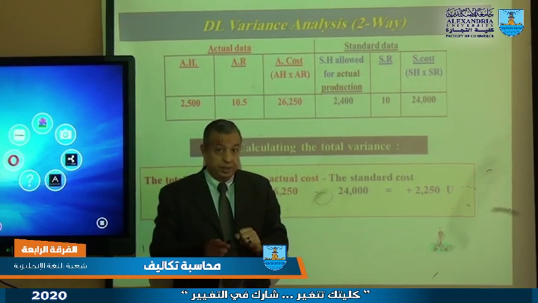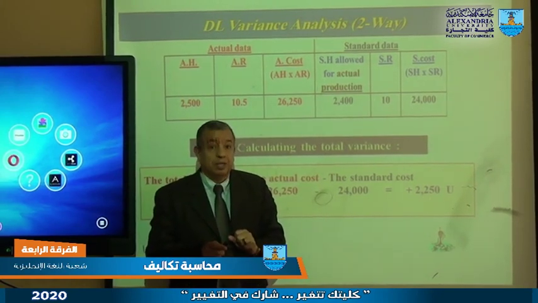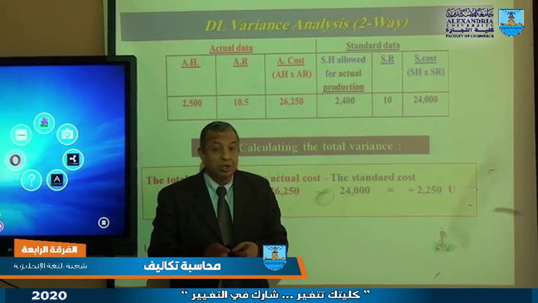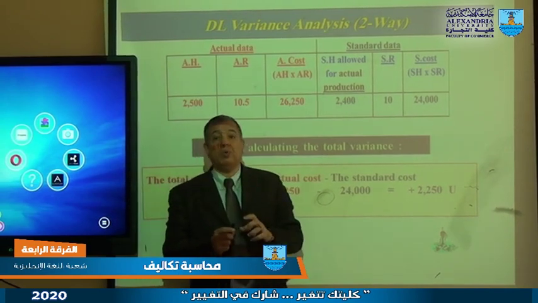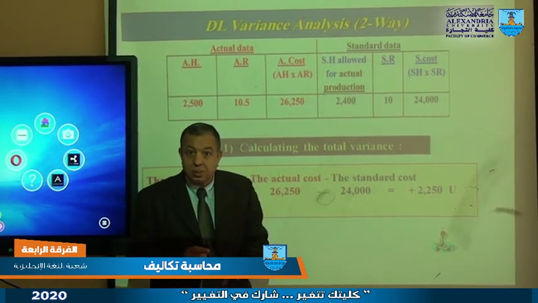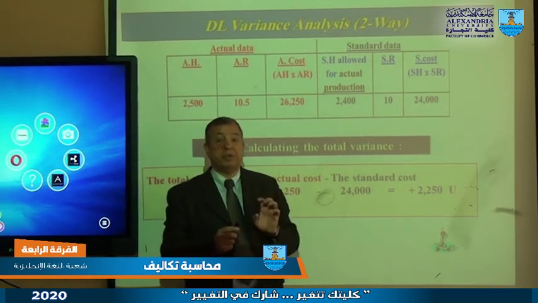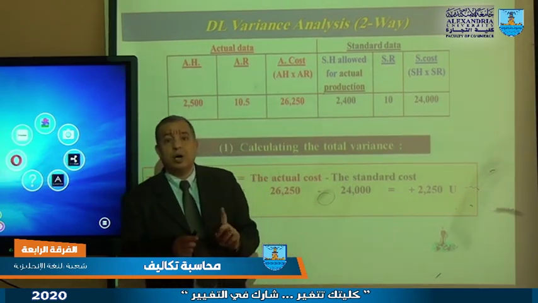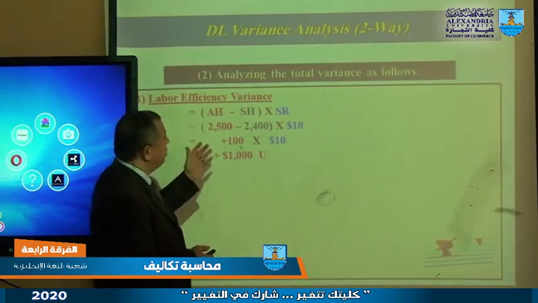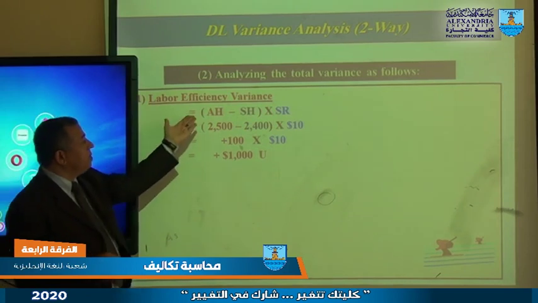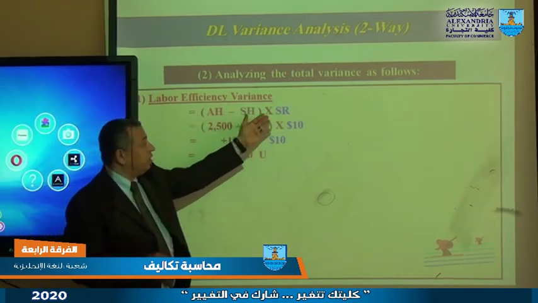Again, in two-way equations, I will multiply the difference between hours by rate, or the difference between rates by hours. But in two-way, one of them I will use standard, and the second I will use actual. I will use standard rate for efficiency, but I will use actual hours for rate. These are my equations. The first one is what? Efficiency. How to calculate efficiency? Actual hours minus standard hours times standard rate.